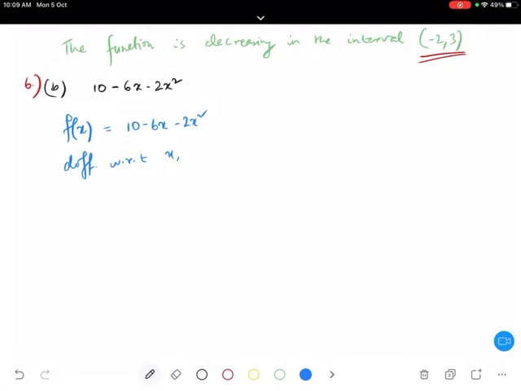So differentiation of f(x) is what? f dash x. Now differentiation of 10 is what? 0. I don't need to write it. Differentiation of minus 6x is what? Minus 6.